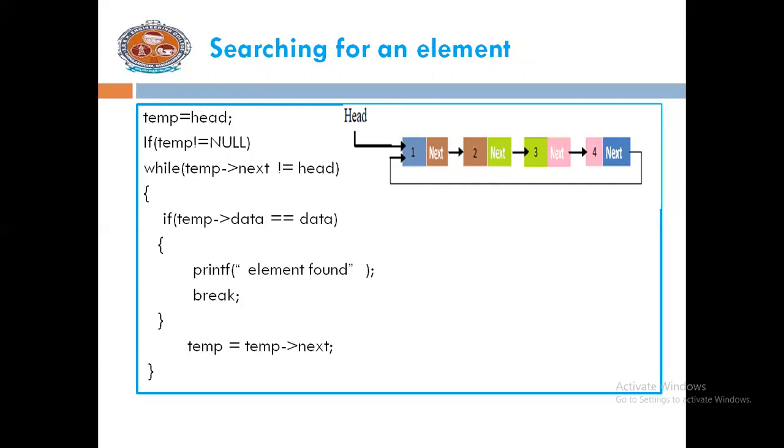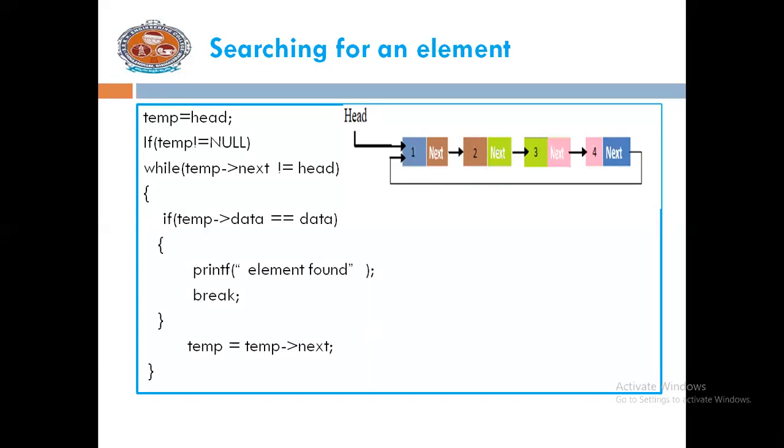The last operation I am going to discuss is searching for an element. Here the input data we need to search is data. Data is the input given by us. This is the element we are going to search for in the list, whether it is there in the list or not. For that we are using a while loop.